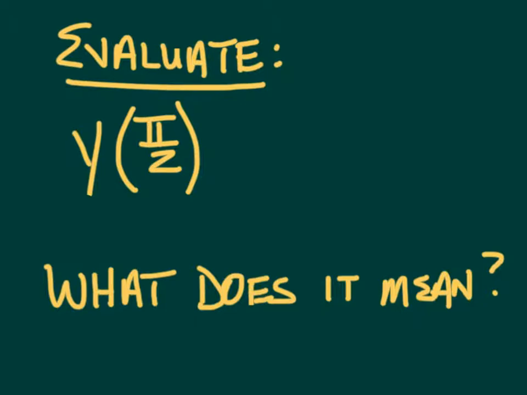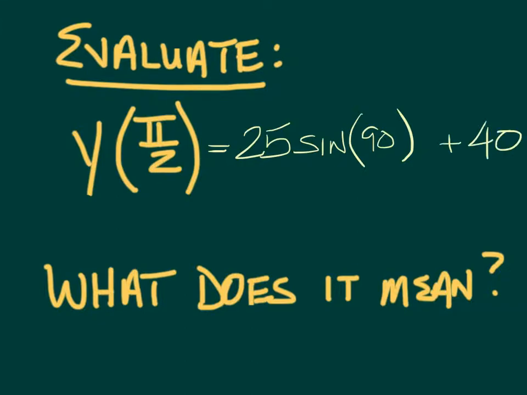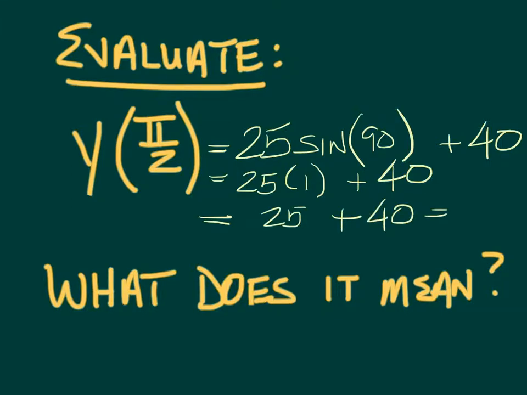Did our height function change? Yes, we added 40 on the end of it. So we're going to do 25 sine of pi over 2, which is 90 degrees. Then we're going to add 40 on to the end of it. So what is sine of 90 degrees? It's 1. So we come up with 25 times 1, and then we add 40. So 25 plus 40 is going to be 65.